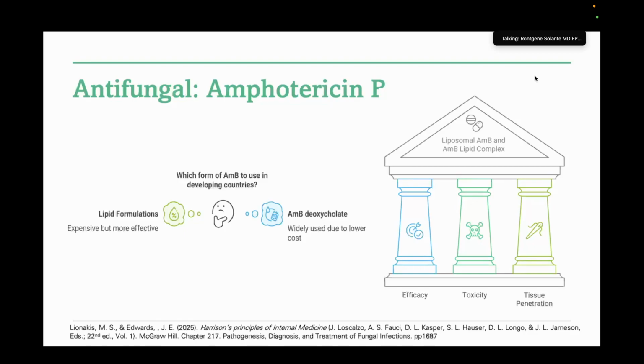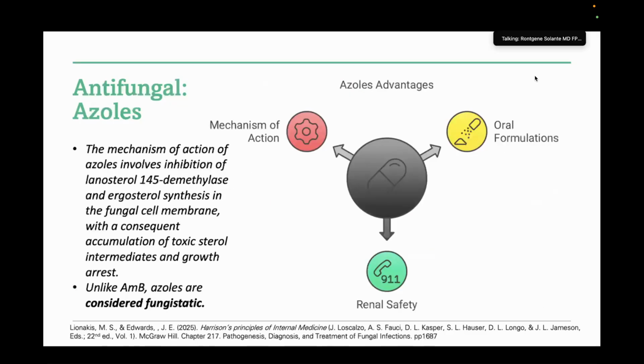So what is the drawback here? There's no drawback. The only drawback, if you call it a drawback, is the price of this drug, which is really 3 or 4 times higher than that of the amphotericin B deoxycholate formulation. Now let's go to the next big group of antifungal agents, the azoles.